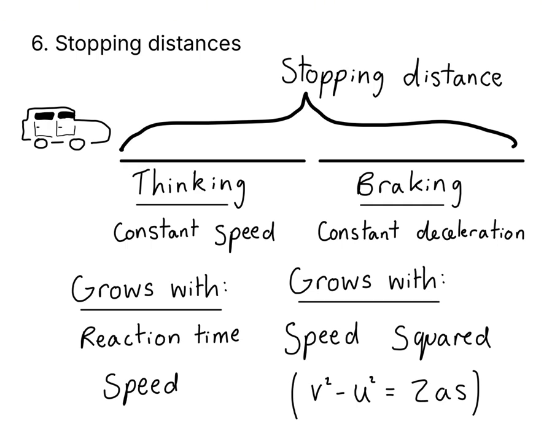And here's the crucial bit: braking distance grows with the square of your speed. Double your speed and the braking distance quadruples. That's straight out of v squared minus u squared equals 2as. It also gets worse with worn brakes, bald tyres, or a wet or icy road.